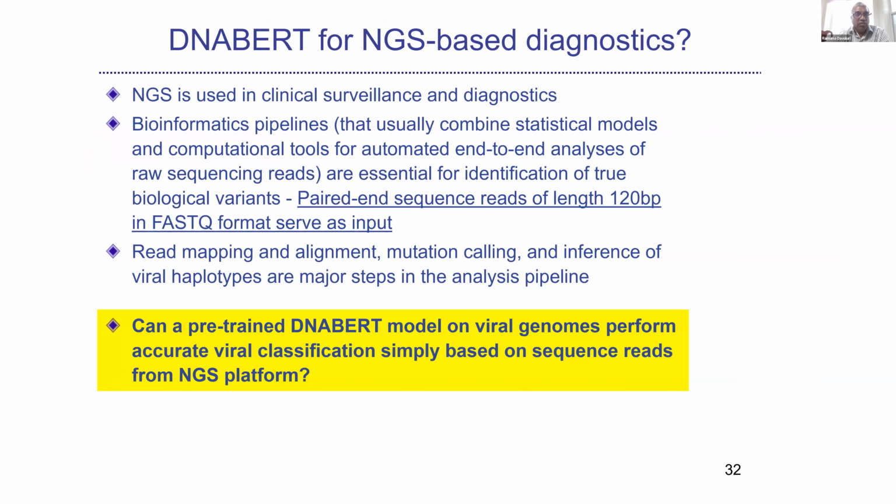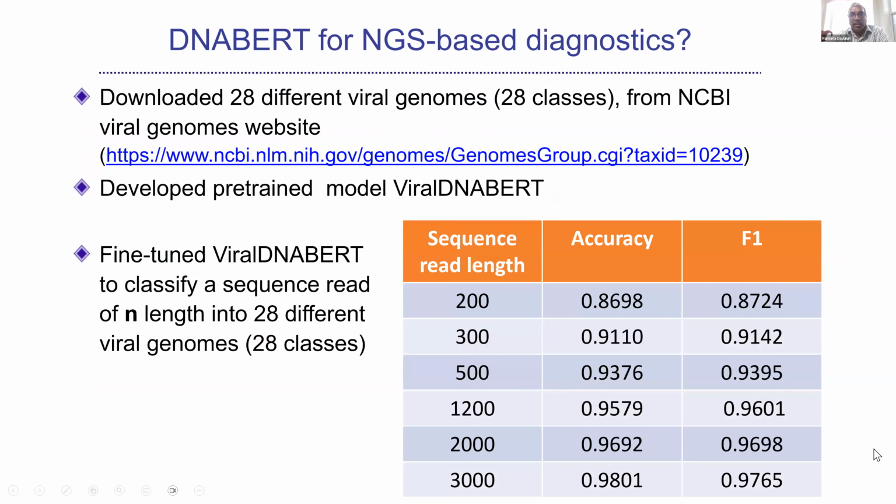So we applied it on the viral genomes. We actually developed a new model for viral sequence analysis. And then we tested the accuracy by just giving, let's say, a sequence of length 200 and asking whether this belongs to any particular virus. And we have seen that 1,200 bases or even 2,000 bases give rise to 0.95 accuracy.